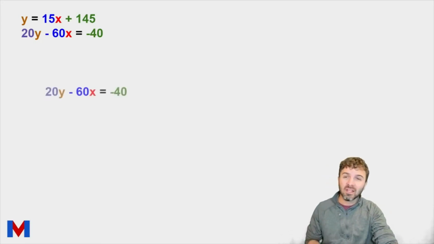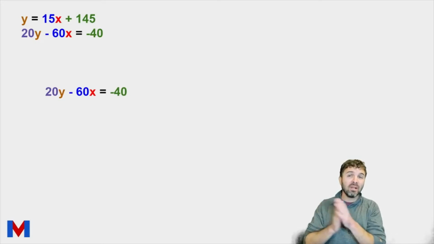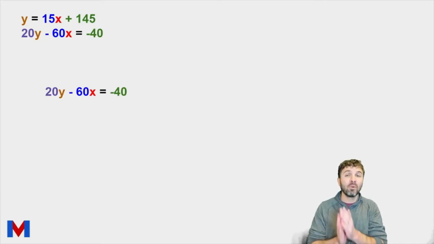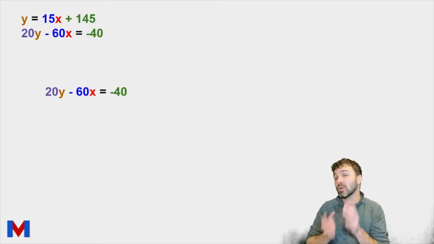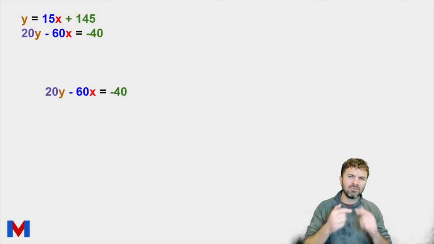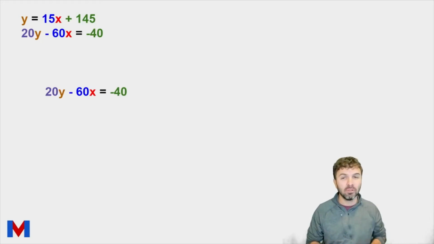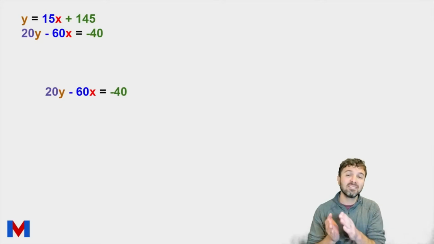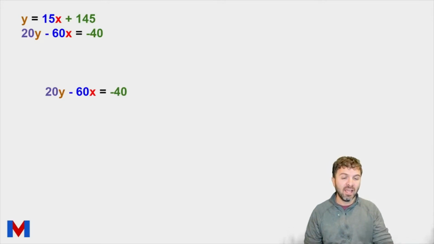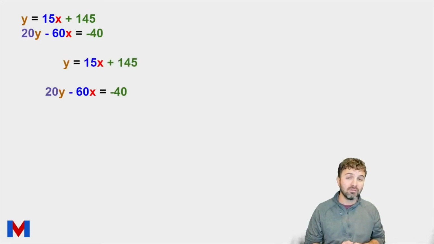All right, first off, I'm going to use our bottom equation because the top one has a variable by itself already, which is really nice for substitution. It's actually critical for substitution, having a variable by itself. Otherwise, there are other steps involved, and there may even be more efficient ways of solving it if you don't have a variable by itself. All right, so we have 20y minus 60x equals negative 40. And we have our other equation, which is y equals 15x plus 145.